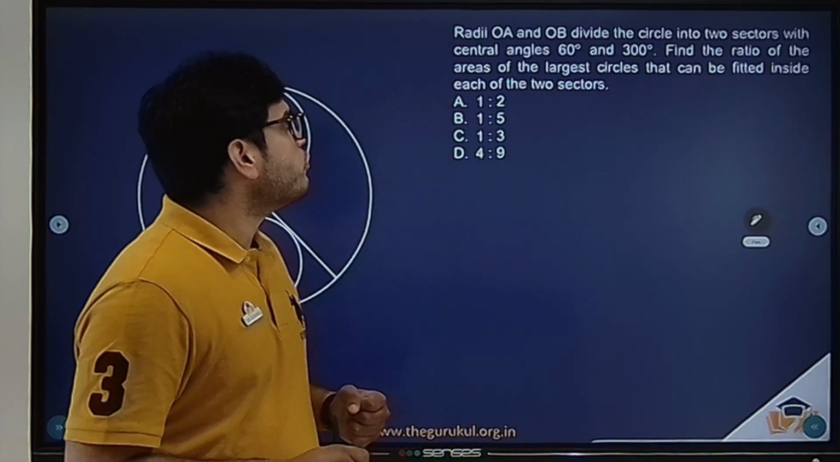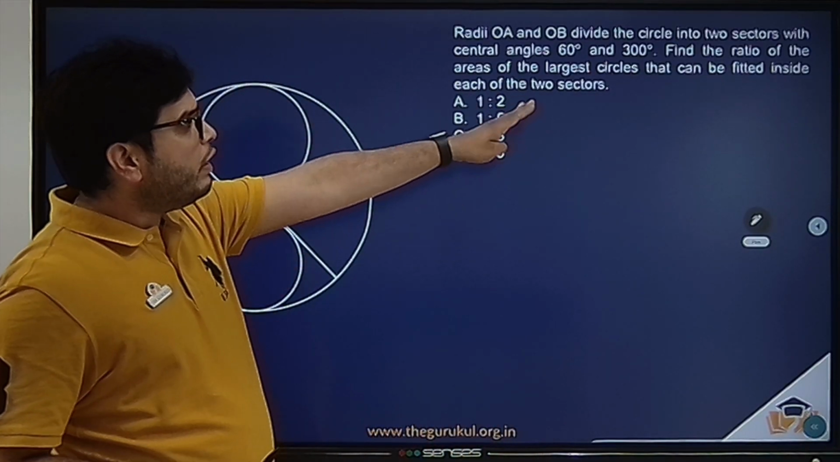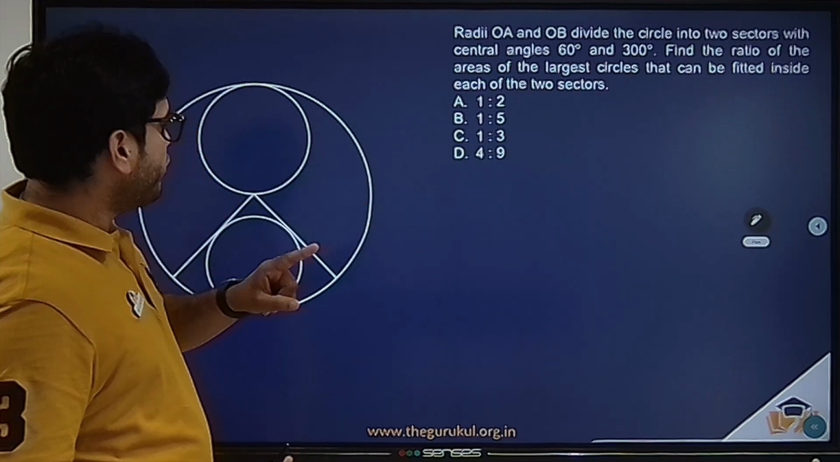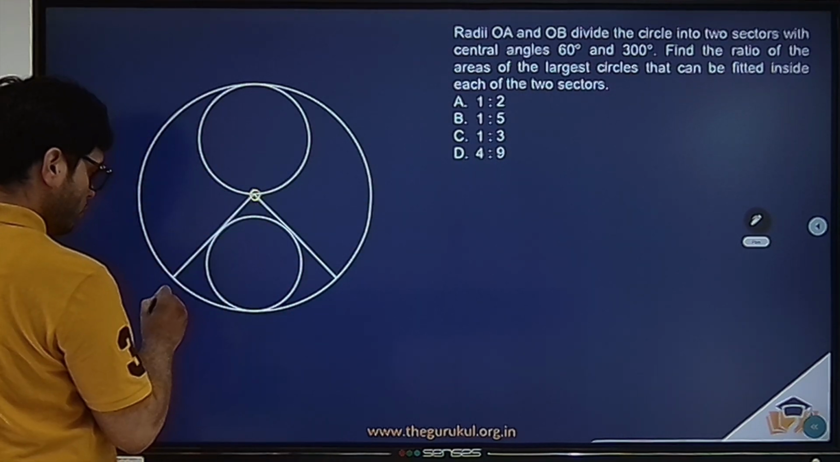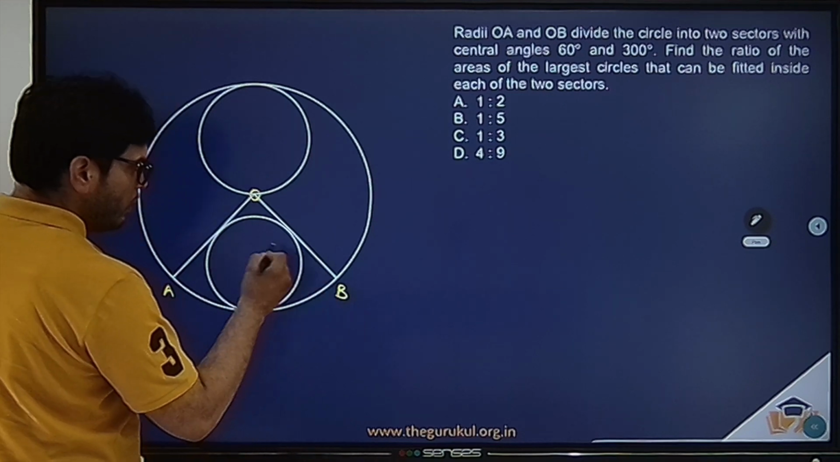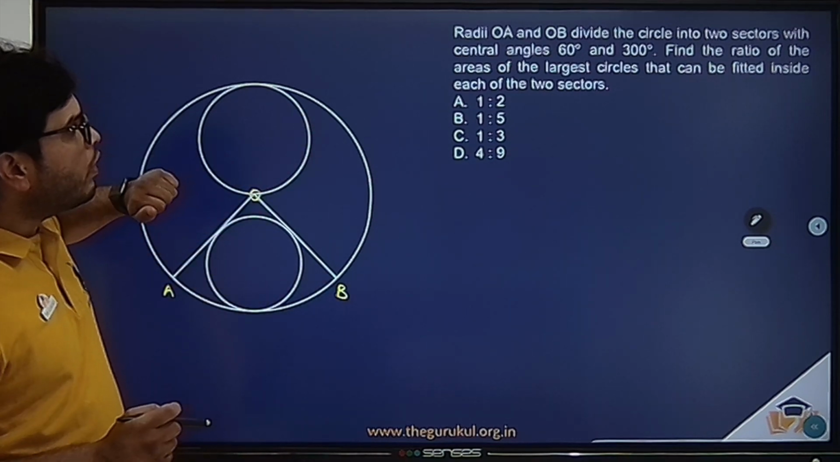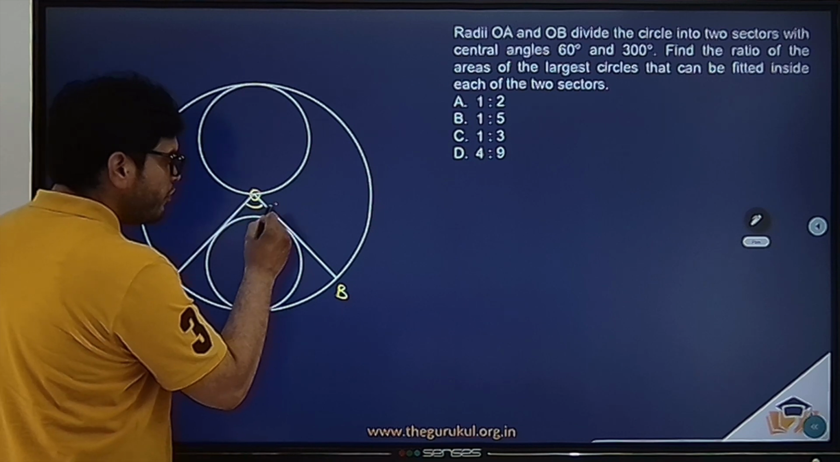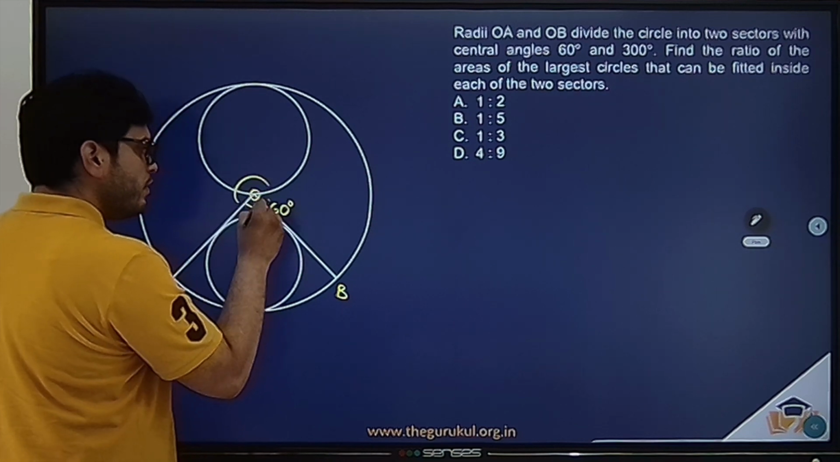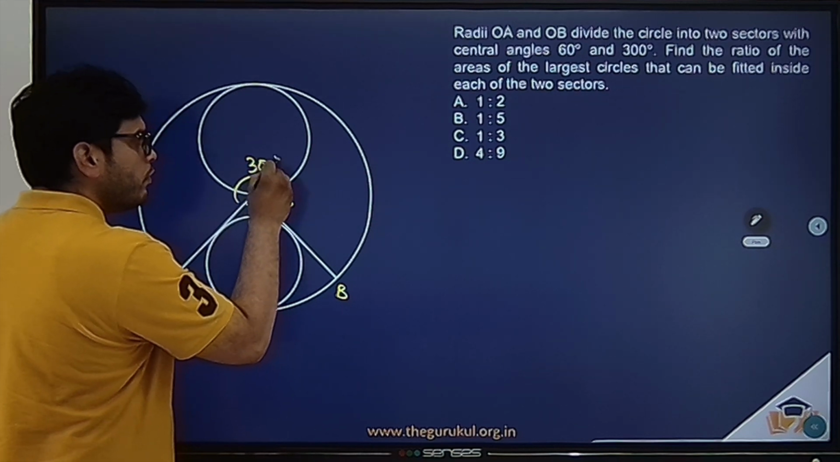Now coming to the second question. Radii OA and OB divide the circle into two sectors. So let this be O, OA, OB. You have two sectors here. This one has a central angle of 60 degrees and this one has a central angle of 300 degrees.